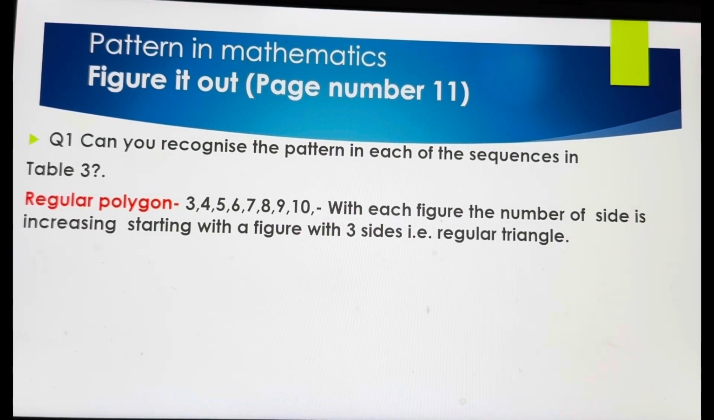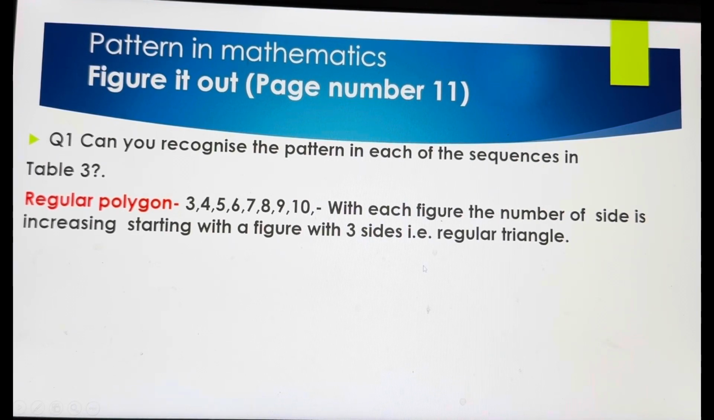So first is regular polygon. So we saw that the first figure had 3 sides, so 3. Then next was quadrilateral, so 4, 5, 6, 7, 8, 9, 10. Right? So what is happening over here? With each figure, the number of sides is increasing, starting with a figure with 3 sides. So the minimum number of sides a regular polygon will have is 3. And then you go on adding sides. It becomes 3, 4, 5, 6, and so on. So the next number naturally will be 11.